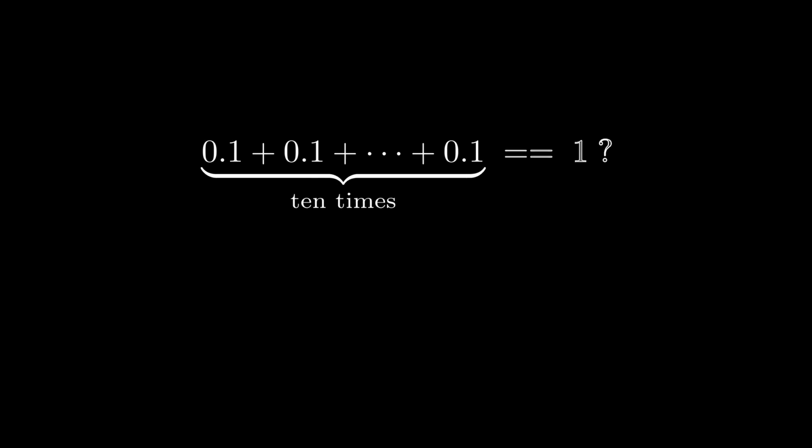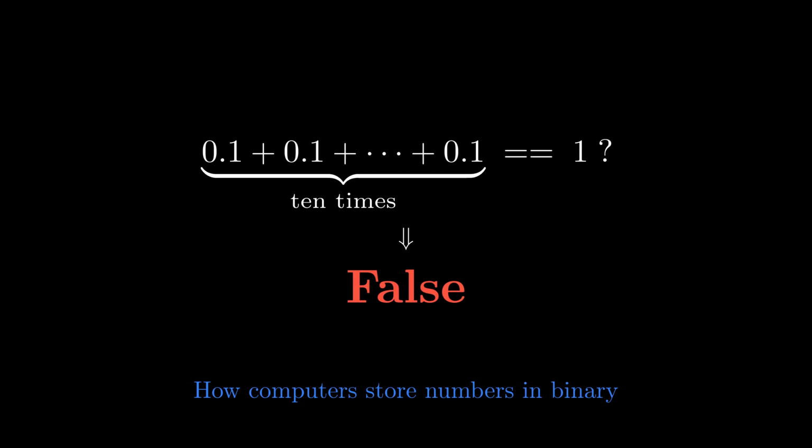Add a tenth to itself 10 times. You expect to land exactly on 1. But ask the computer whether the result equals 1, and it answers false. That single surprise opens a door into how computers actually store numbers and why a base 2 view of the world matters. Let's see why.